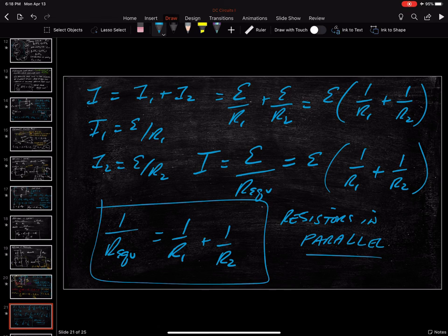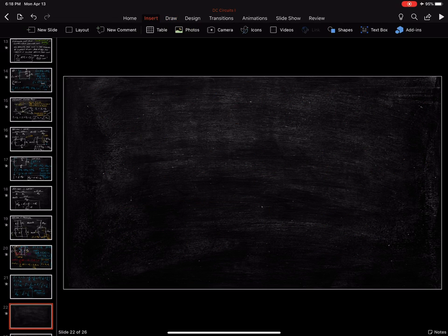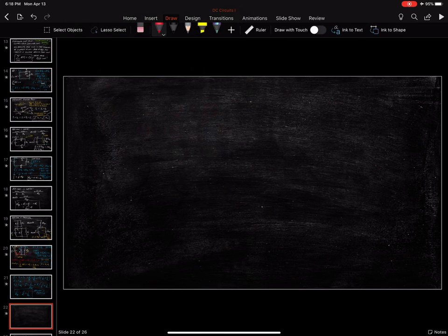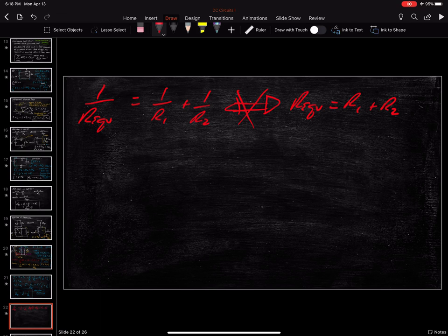Okay. Please note, let me write this. Please note 1 over R equivalent equals 1 over R1 plus 1 over R2 is not the same as R equivalent equals R1 plus R2. These things don't flip over like this. I hope you can kind of catch that. I hope I don't have to say that.